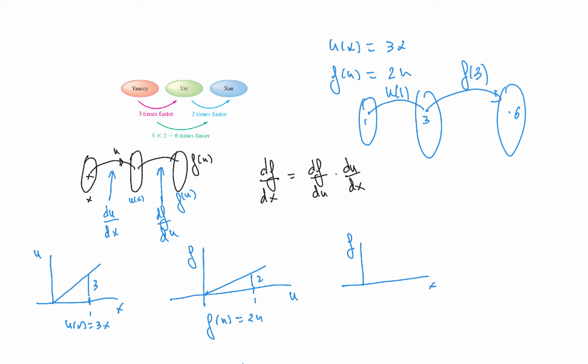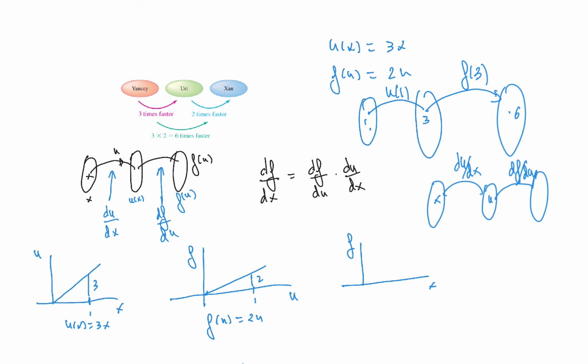And the question is, at what speed? Here there is a speed, so let's do it. This is the x, and this is the u. For the u, there is a speed here: the derivative of u with respect to x. There is a slope. And here, f of u, there is another slope: the derivative of f with respect to u.